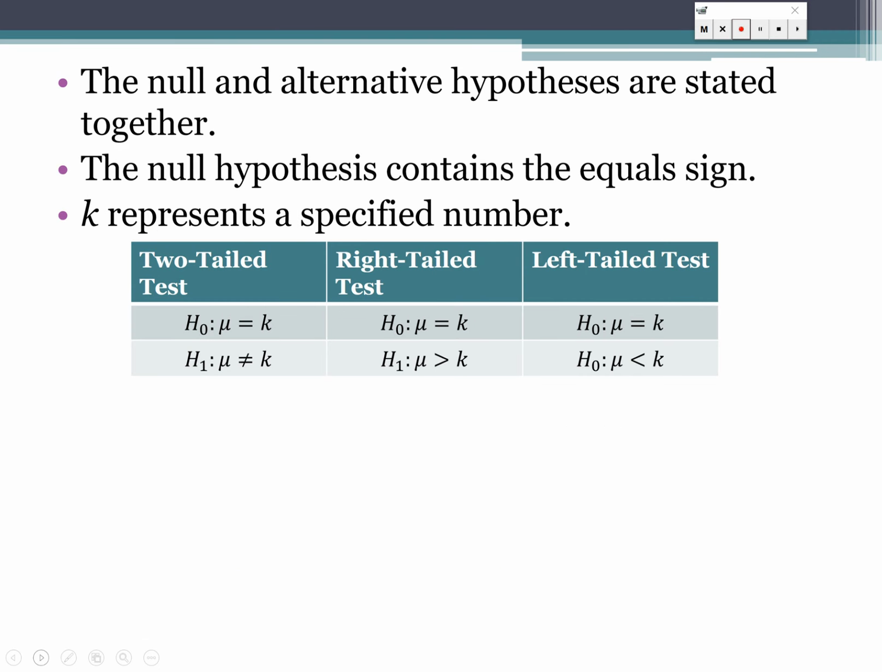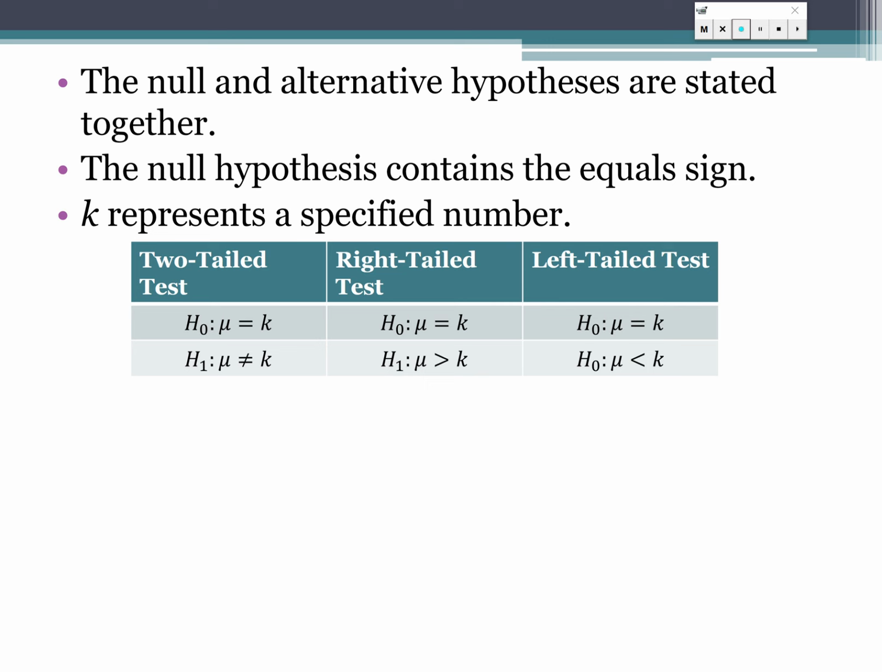Your null hypothesis and alternative hypothesis are stated together, just like you see in the table below. A null and alternative, you need both for each test that you run. The null hypothesis, if you look at the table, always has the equal sign. The null hypothesis states there's no difference. So by no difference, we're saying that it's equal to that specific value.